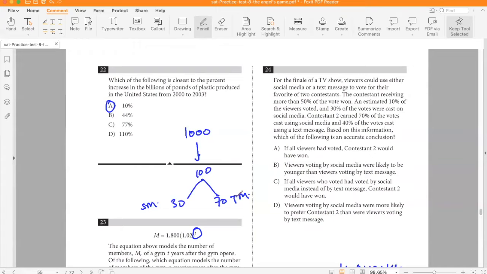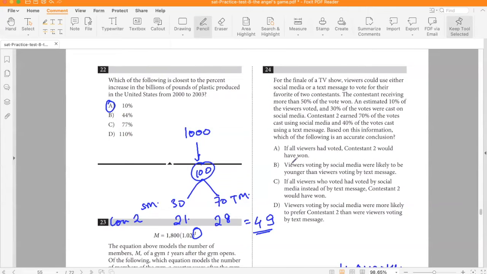Contestant 2 earned 70% of the votes cast using social media. Okay, so we are looking at contestant 2. 70% of 30, so he got 21 votes, and 40% using a text message. So that's 28. Based on this information, which of the following is an accurate conclusion? So more than 50%, right? So what is his total? 21 plus 28 is 49 out of 100. So obviously you can't say that he won because he didn't get more than 50%.